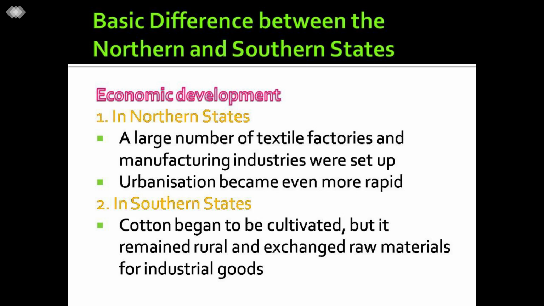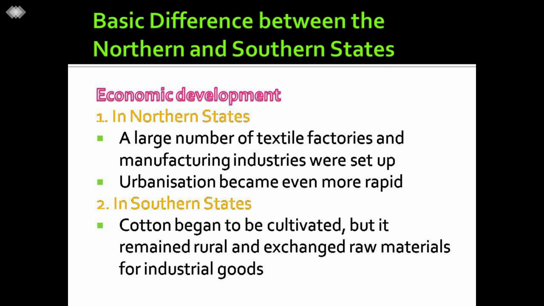The Industrial Revolution had diverse effects on the economic development of the northern and southern states of the USA. In the northern states, a large number of textile factories and manufacturing industries were set up, leading to the growth of towns and cities. Urbanization became even more rapid with the constructions of canals and the introduction of the railway.